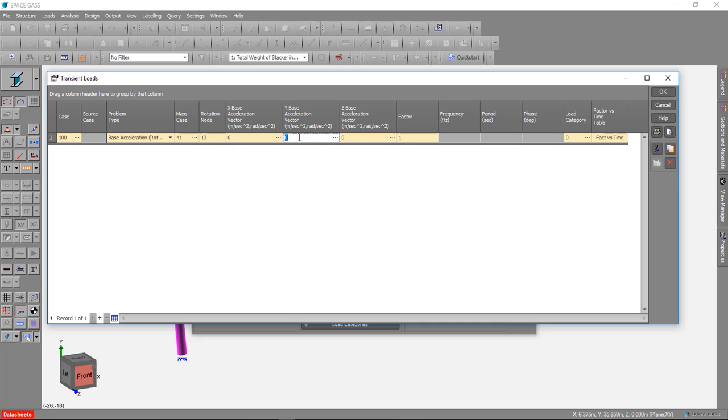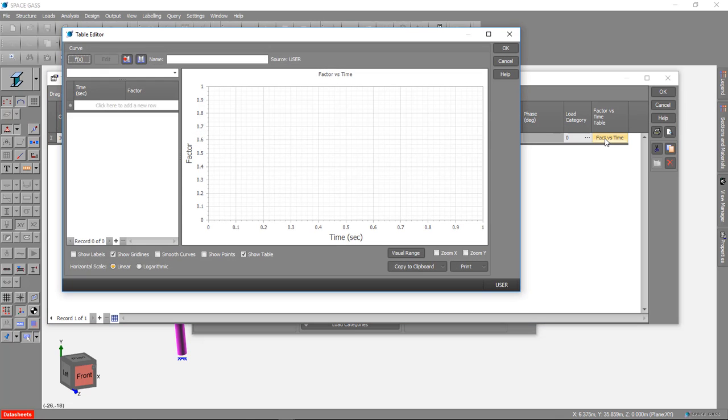And the rotational acceleration is quite gentle, 0.0056 radians per second squared. Now we're also going to specify a factor versus time table because when it's slewing, the stacker is accelerating, or the two wheels up the right hand end are accelerating to 10 meters per minute over a period of 10 seconds. Then it's keeping a constant velocity for another period, and then it's decelerating back to zero over another period of 10 seconds. So we need to specify that in a factor versus time table.